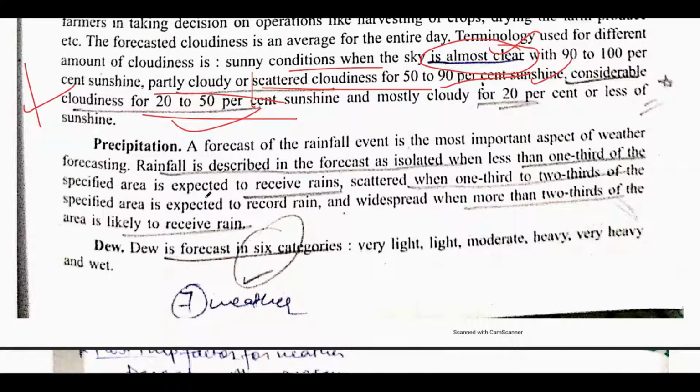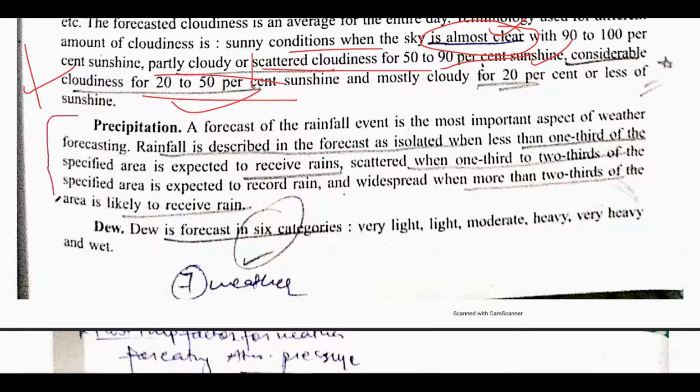Now precipitation. See, this part is very important because it has been asked in 2019 JRF: what is isolated rain, what is scattered rain. This is very important. So do remember that isolated rain is a rainfall that has less than 1/3 of the area that is specified. Scattered is when it is from 1/3 to 2/3, and when it is more than 2/3 it is called widespread.